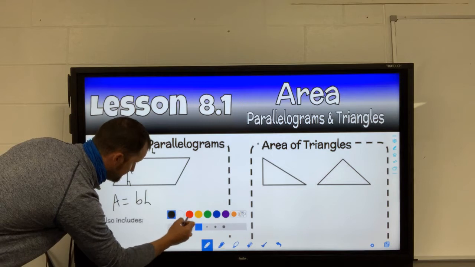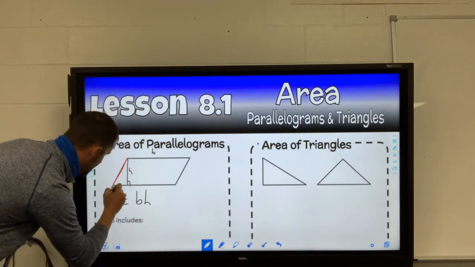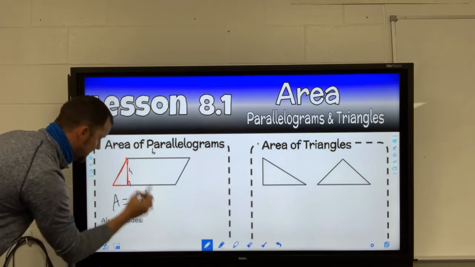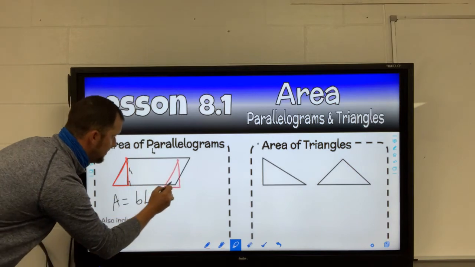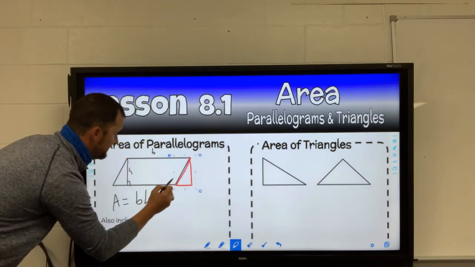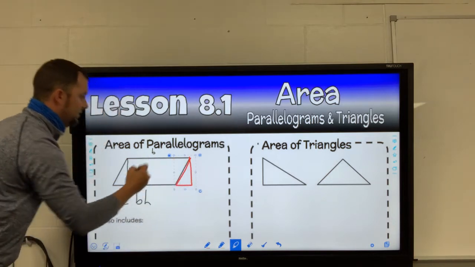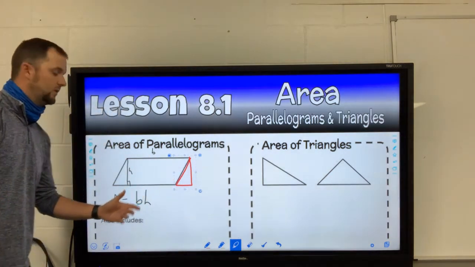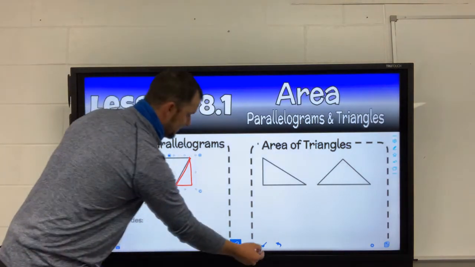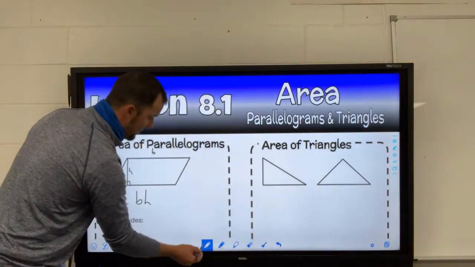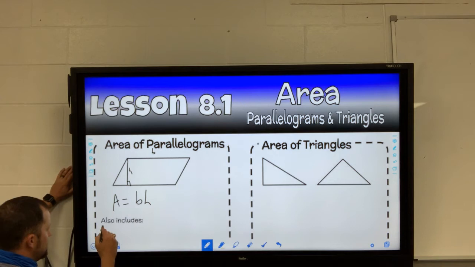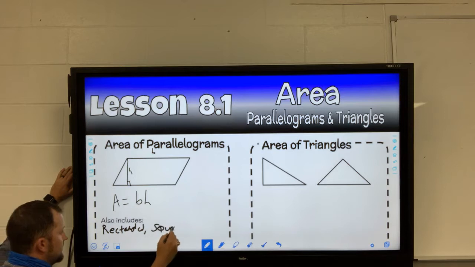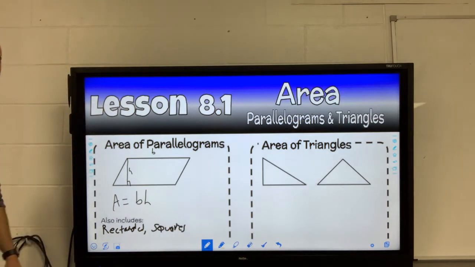Let me use a different color. If I took this triangle right here, this little piece that I just cut off, and I dragged it over here, watch. If I drag this all the way over here and put it right here, it actually forms a perfect rectangle, okay? And I know to find the area of a rectangle, it's literally just base times the height. So that's all I'm doing here, the area equals the base times the height. And just so you know, this also includes rectangles. It also includes squares. So it's just base times height, that's it, okay?